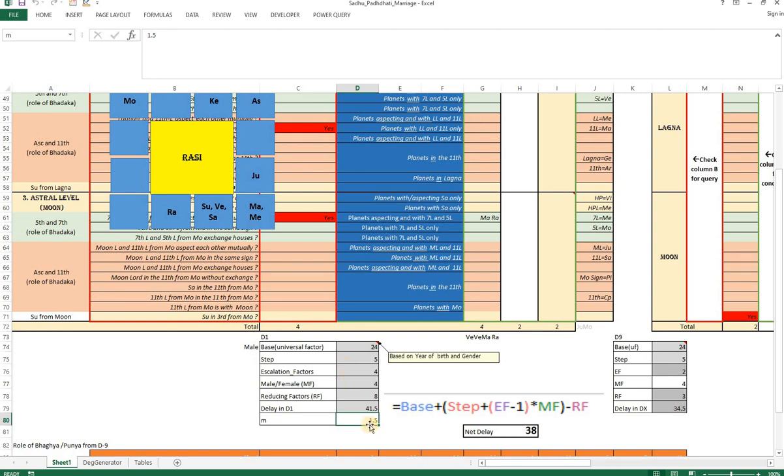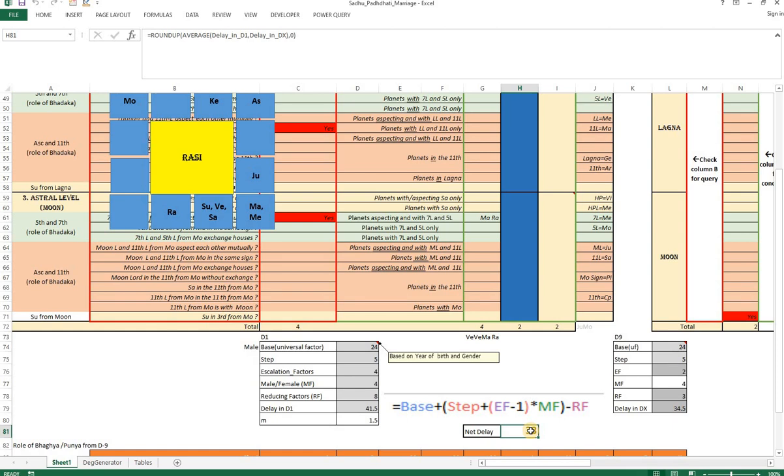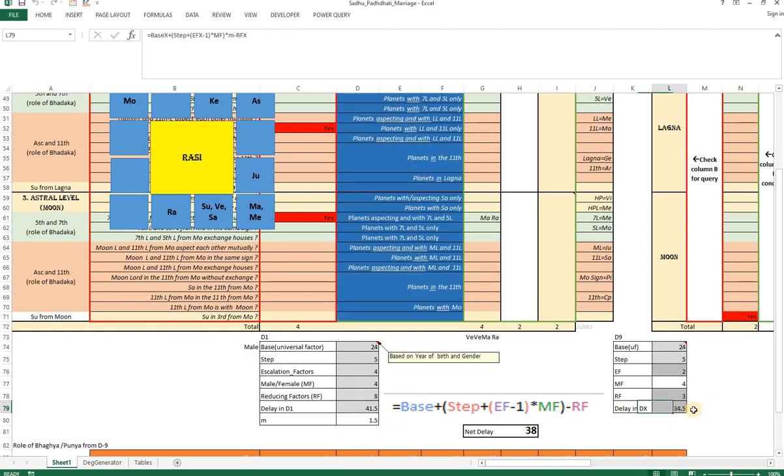Essentially, you can start with 1, and many of the things worked well for me with 1. Very rarely you might have to change the M there. So as I said, this is the same repetition done for the D9 chart as well, and there is a net delay that the program computes as basically the average of these two delays.